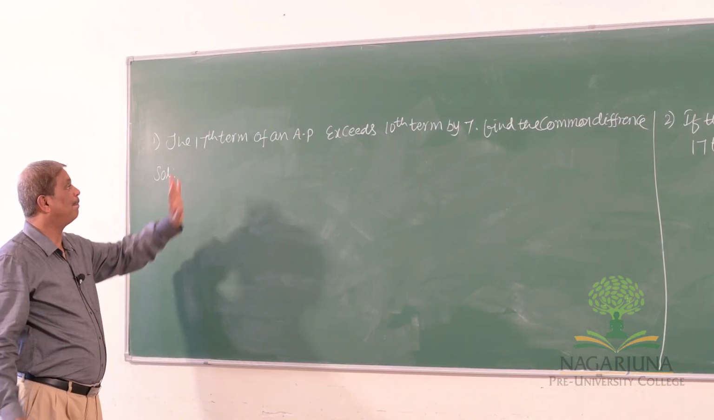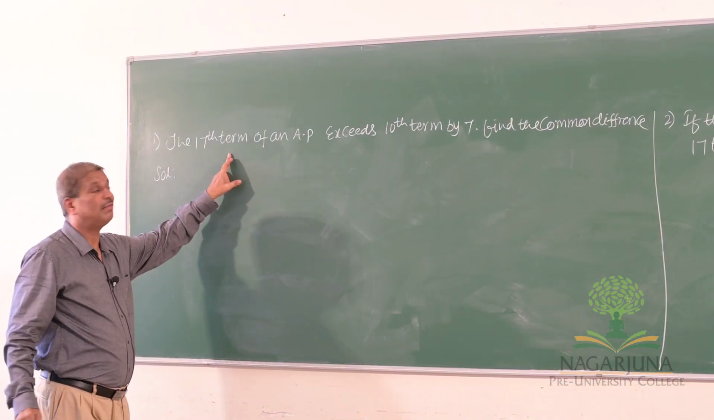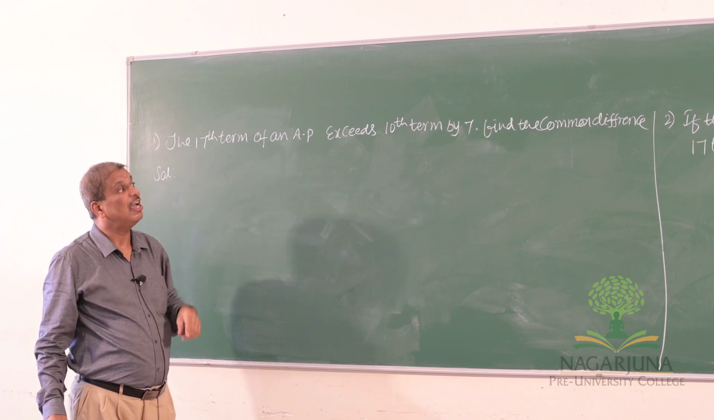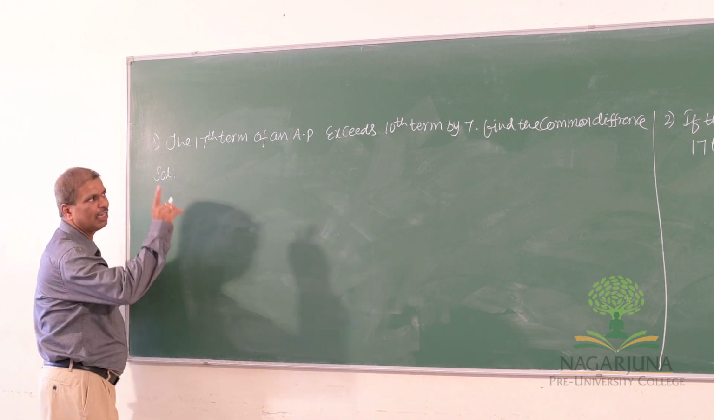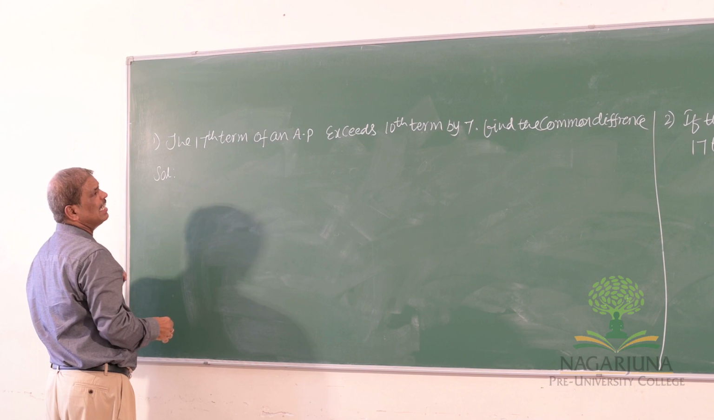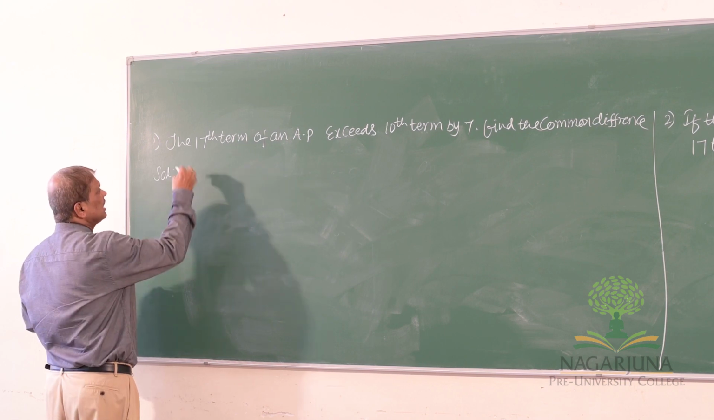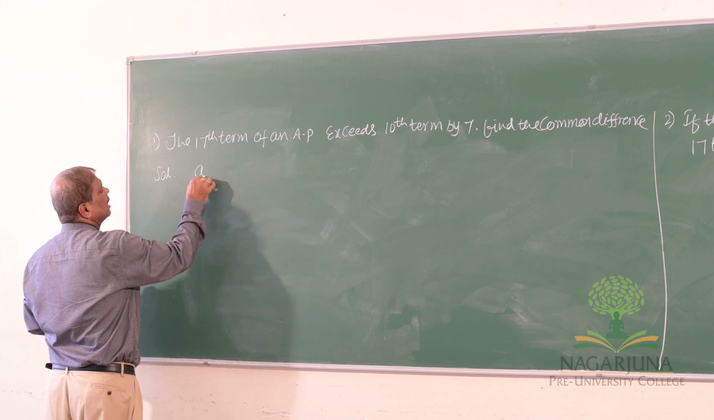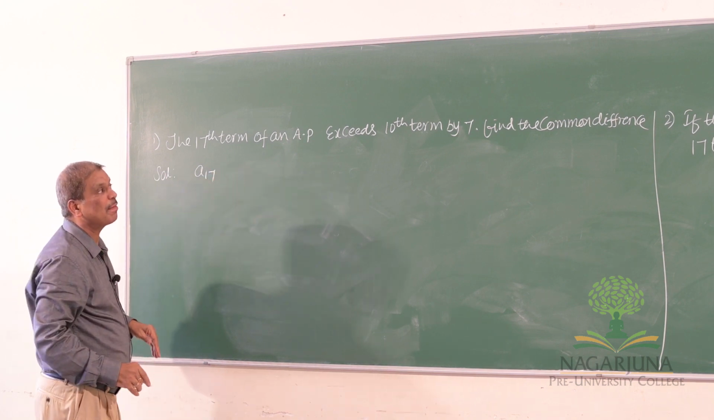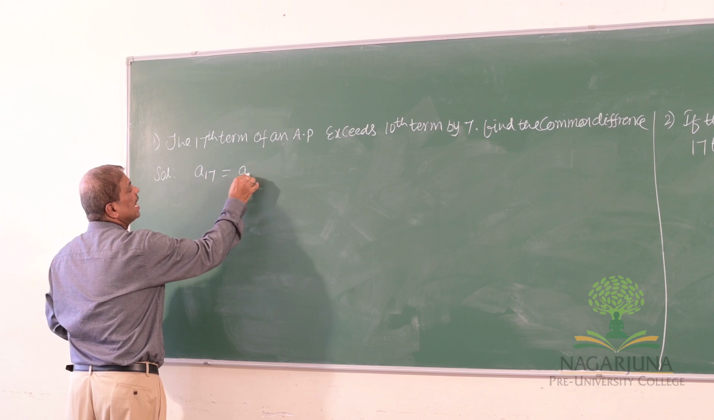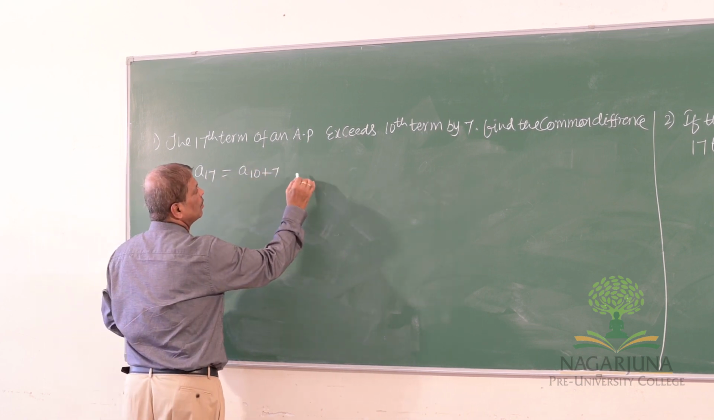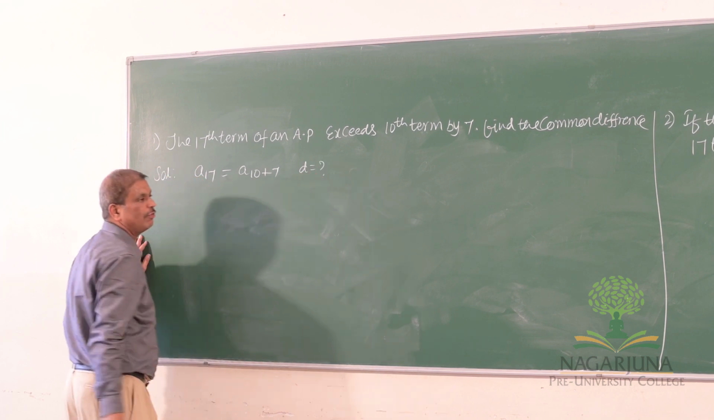Okay, this is very, very important. The 17th term of an AP exceeds the 10th term by 7. Find the common difference. See here what you have to find out. We have to find out the common difference. First you write down the 17th term of an AP. See, the 17th term is nothing but A17, which exceeds the 10th term by 7, means A10 plus 7. Here we have to find out the common difference, D.